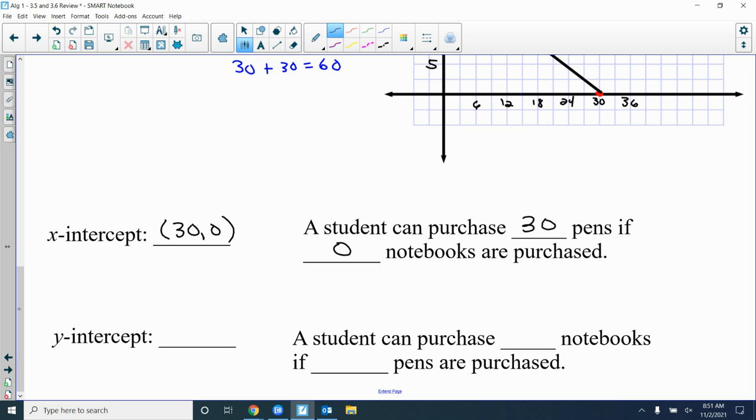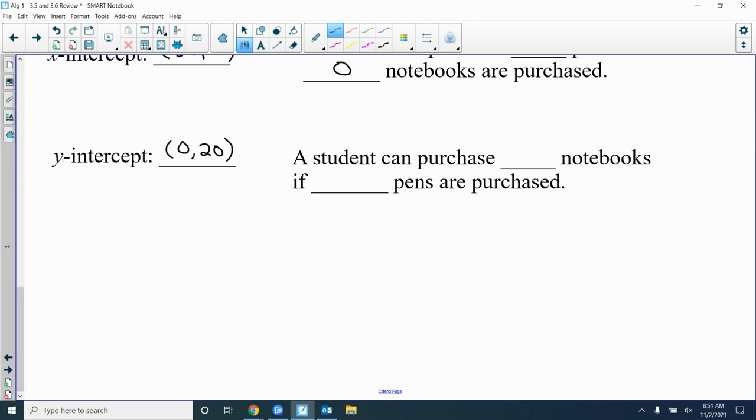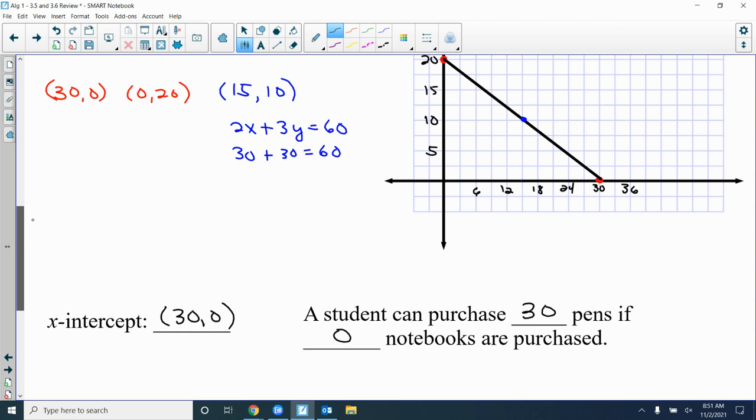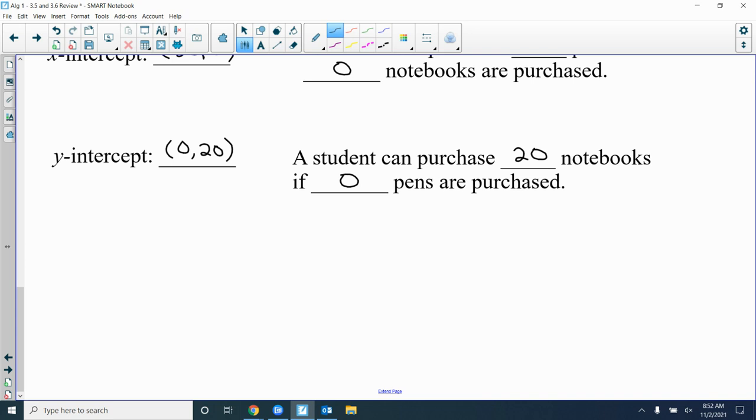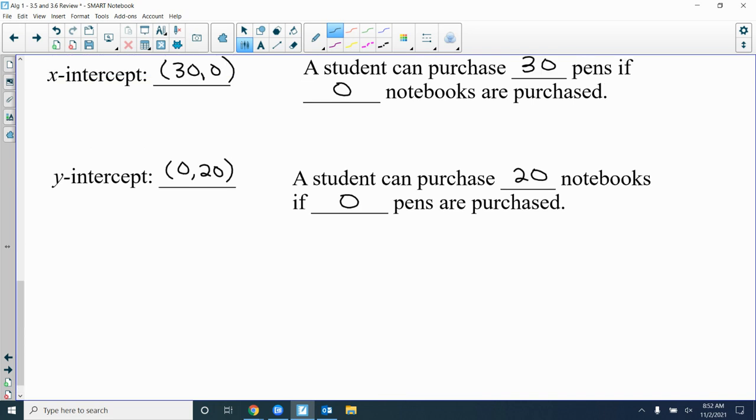So that's your x-intercept. Your y-intercept is 0, 20. That means your student can purchase how many notebooks? 20 notebooks if 0 pens are purchased. Now, if you want a combination, you can do 15 and 10: 15 pens, 10 notebooks. But when they ask what the intercepts represent, you need to come up with a statement like this: you can purchase 20 notebooks for 0 pens or 30 pens for 0 notebooks. All right, there's your x and y intercepts. Find them both, plot them, draw the line through it.